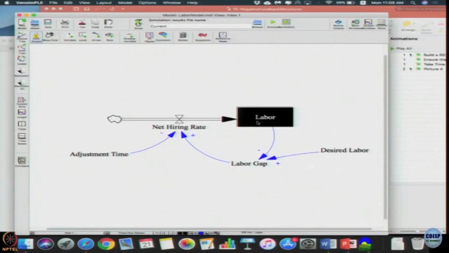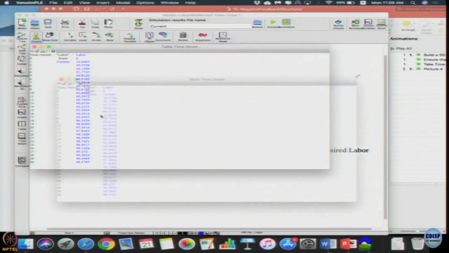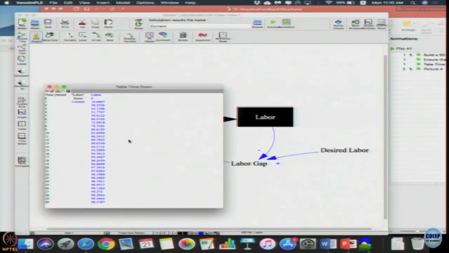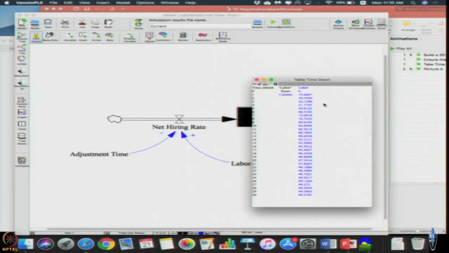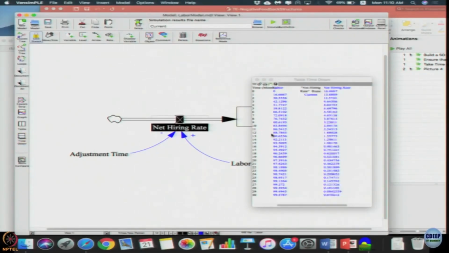If you want to know the numbers, you just click labor and click this table time down. You will get time on the axis and the actual values which it computes every time. Then maybe I can show you a neat trick. Once you get this labor, don't close this window. I just resized it and moved it to the right. Now click somewhere here, click hiring rate, and again click the same drop down. Then you will find that the hiring rate is also added as another column in the same sheet. So you can start comparing the values.